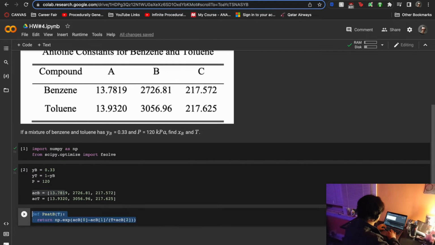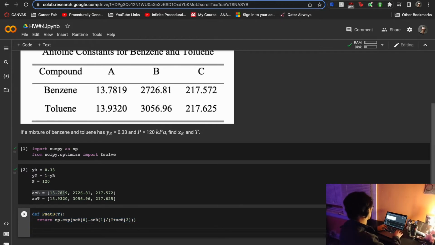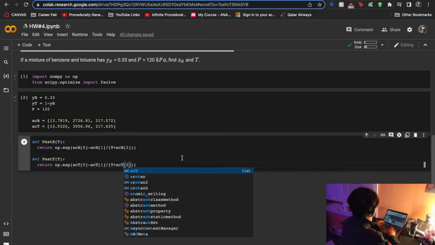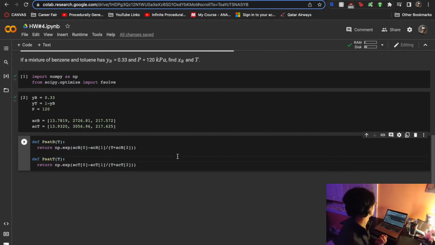Now we also create another function which is exactly the same, except it's going to be for toluene. So we have the saturation pressure of toluene, ACT, that changes here as well, and we have two functions that can calculate the saturation pressures of benzene and toluene.